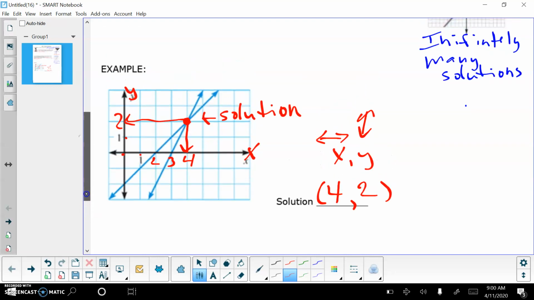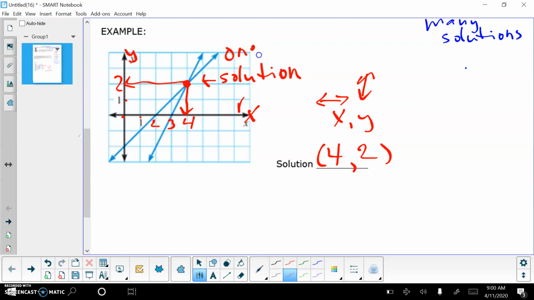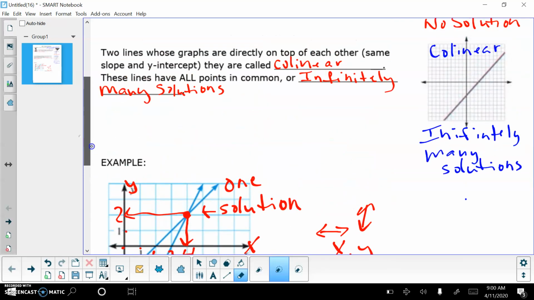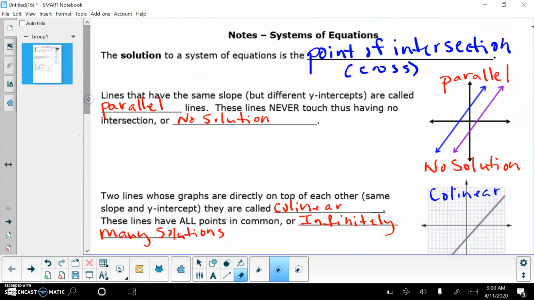And the thing to remember and to notice, you either have one solution where they actually cross. So I'm going to put one solution. You can have infinitely many if it's the same line on top of each other. Thus they cross or touch everywhere. And then you can have no solution if the lines never cross, never touch, never intersect because they're parallel.